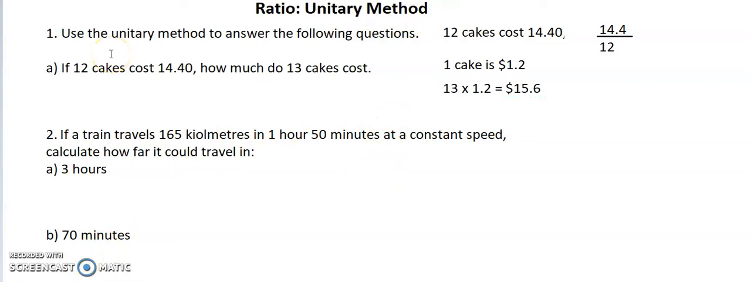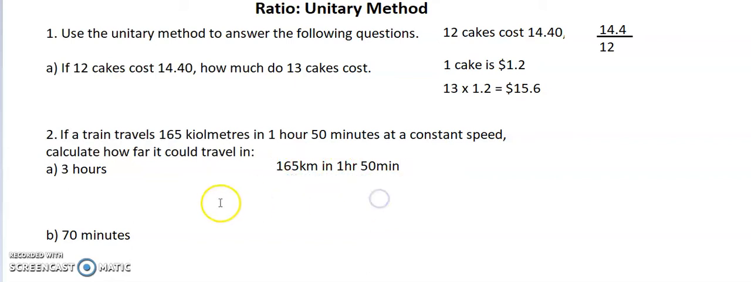Question 2 is very similar. It says, if a train travels 165 kilometers in 1 hour and 50 minutes at a constant speed, calculate how far it could travel in 3 hours. So to start off, I'm looking at 165 kilometers in 1 hour and 50 minutes.